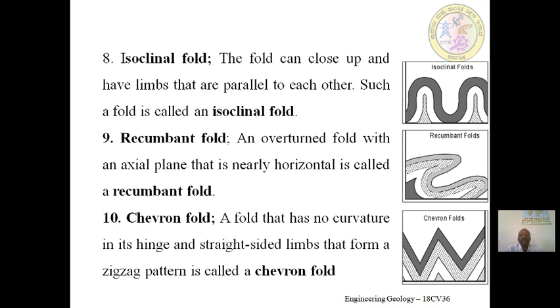Eighth one, isoclinal fold. The fold can close up and have limbs that are parallel to each other. Such a fold is called an isoclinal fold. Ninth one, recumbent fold. An overturned fold with an axial plane that is nearly horizontal is called a recumbent fold. 10th one, chevron fold, a fold that has no curvature in its hinge and straight sided limbs that form a zigzag pattern is called a chevron fold.